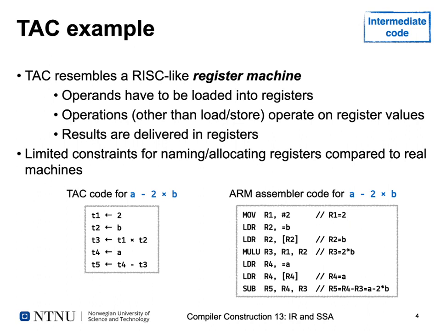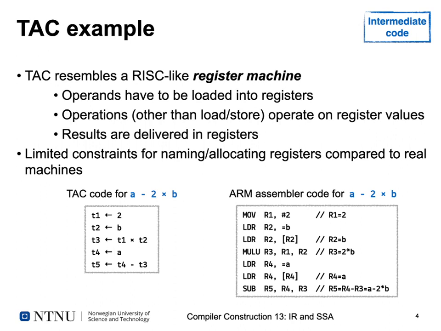So here's again an example for 3-address code. We've seen already that 3-address code resembles a RISC-like register machine's instructions. So operands have to be loaded into virtual registers before they're used, and operations other than load or store operate on values in virtual registers. And again, results of an operation are delivered in registers.